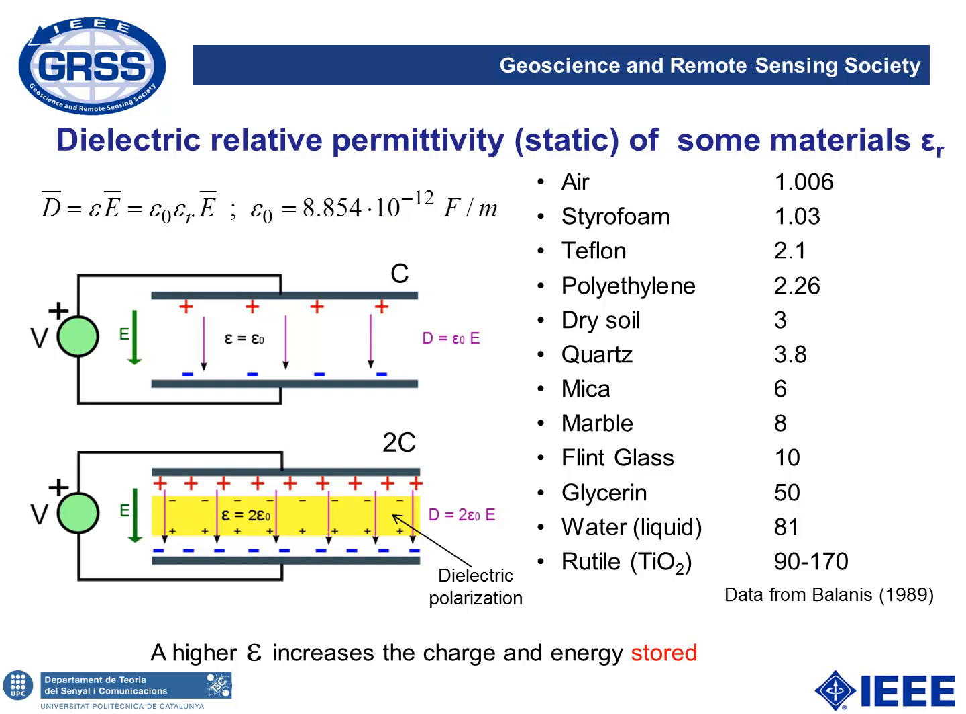Now we have here some solid materials, Teflon, some plastics, and some minerals, and you can see that the permittivity is increasing moderately up to some materials. For example, this rutile or titanium dioxide material has very strong permittivity values, and also some liquids like glycerin or water, so-called polar molecular liquids, have very strong permittivities.